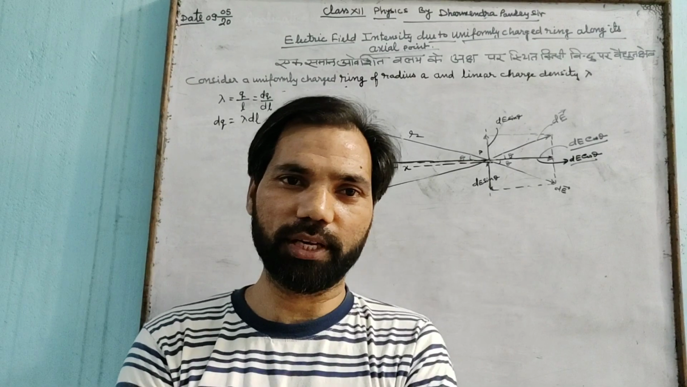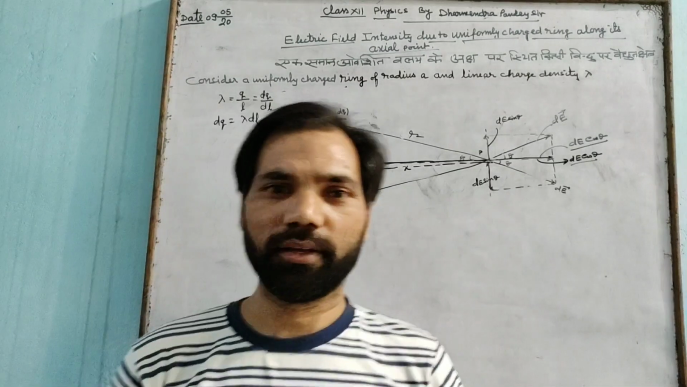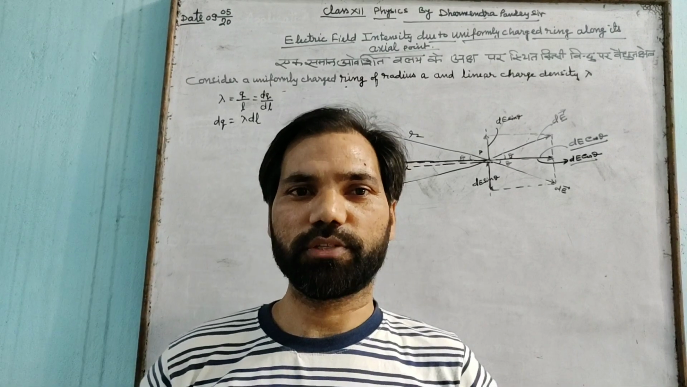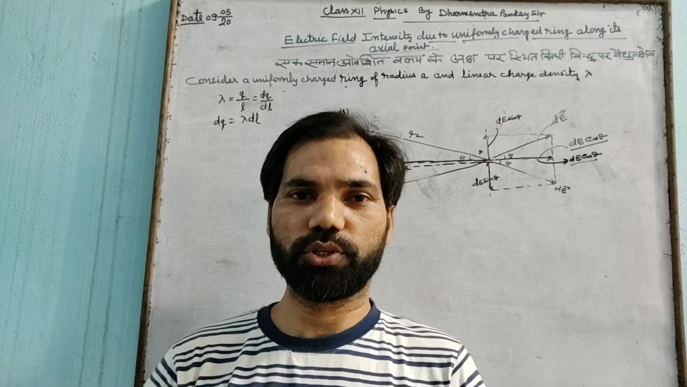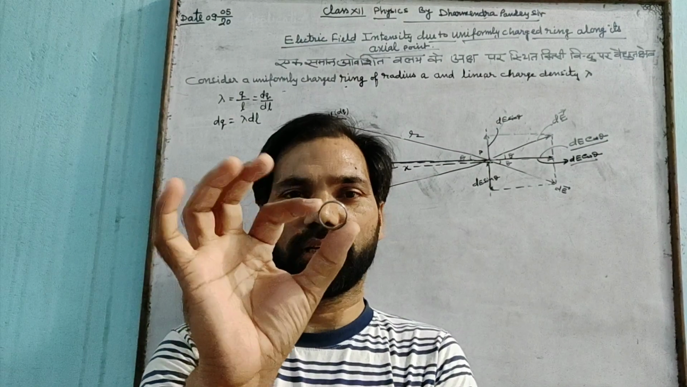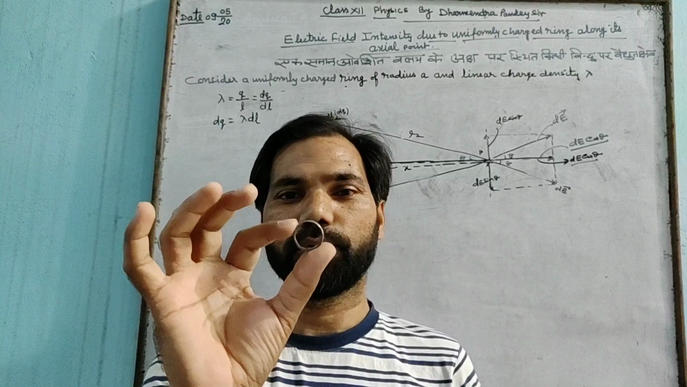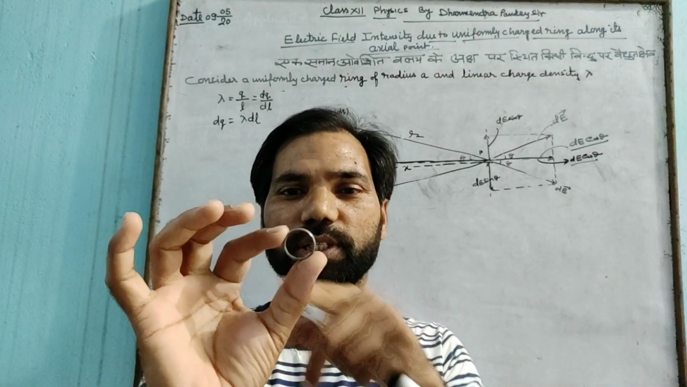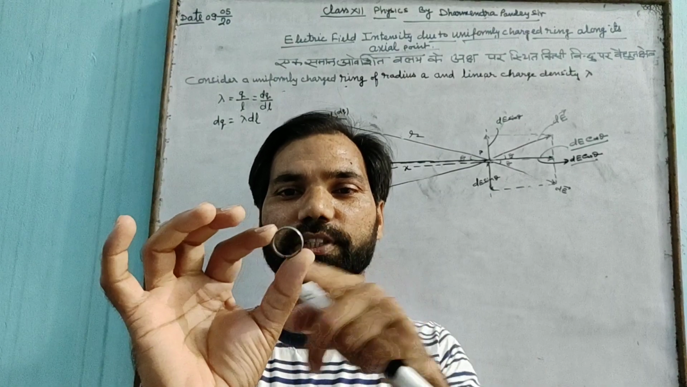Let me first of all explain what a ring is. Just look at this one. Suppose this is a ring, a circular ring rather. If it is charged, then the total charge is distributed along its circumference.